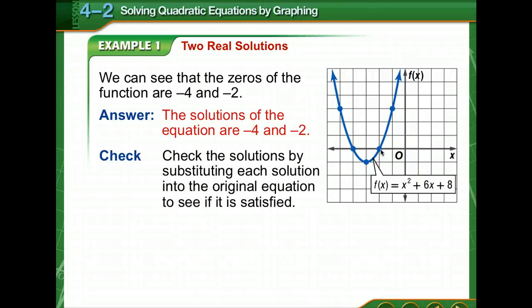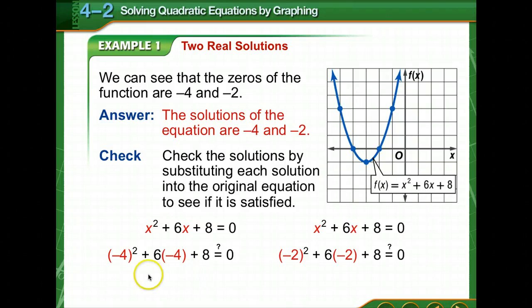Then you can check your solutions by substituting each solution into the original equation, to see if they really are true solutions. You substitute negative 4 in on this one, negative 2 on this side, and sure enough, we got a check. Now the graph of the related function in this example has 2 zeros. Therefore, this quadratic equation has 2 real solutions. That is one of 3 possible outcomes when solving a quadratic equation.